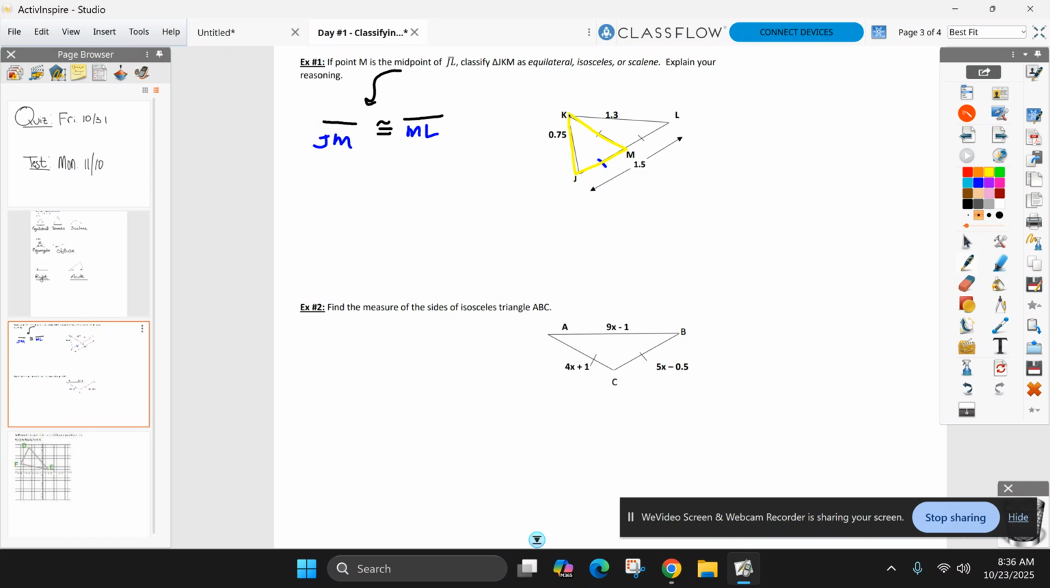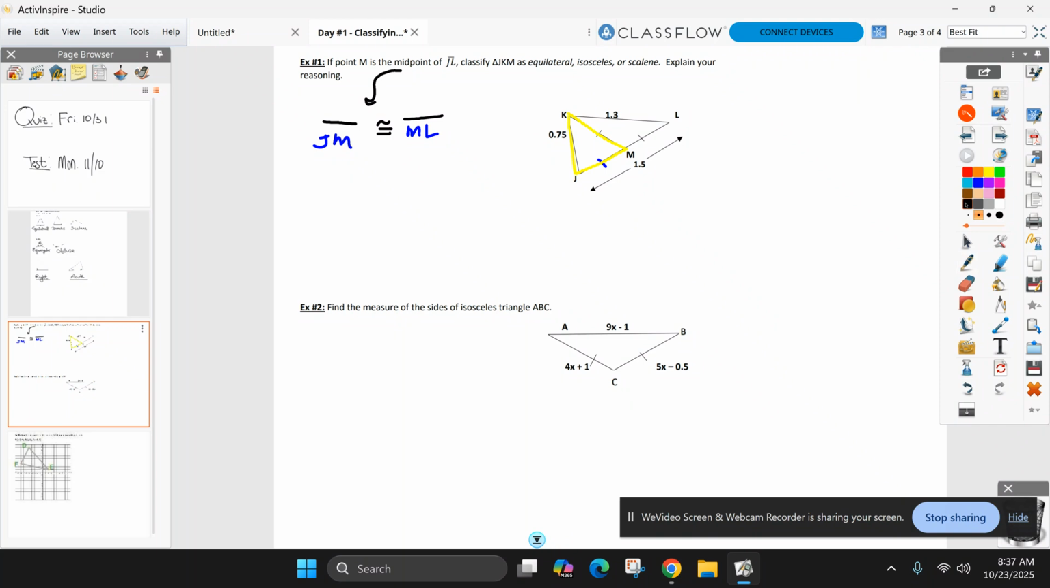JKM. I want to know what type of triangle that is right there. Well, before you guys tell me, I need to know what the side lengths are. This isn't an angle problem because I don't know squat about the angles. So I need to figure out what all three sides of JKM are. I know one side is 0.75. Can you guys help me find the other two sides, so I can tell you if it's equilateral, isosceles, or scalene here?